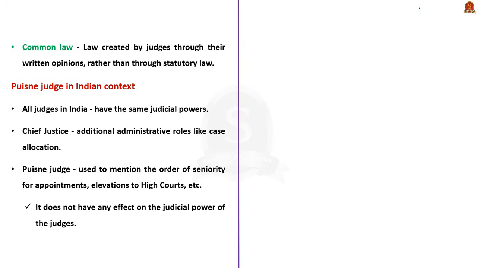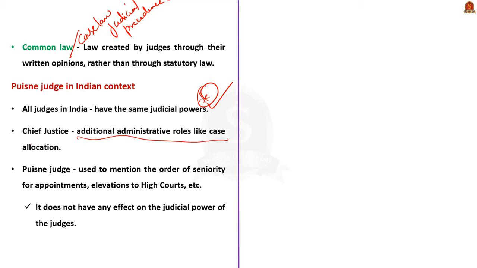Common law is used interchangeably with case laws and it is based on judicial precedent. The United Kingdom and the Commonwealth countries including India are common law countries. Remember, in the UK, Pusni judges are judges other than those holding distinct titles. But in India, all judges have the same judicial powers. Being the senior most judge of a court, the Chief Justice has an additional administrative role. So in India, there is reference to a Pusni judge only while considering the order of seniority for appointments, elevation to high courts and so on. But it does not have a bearing on the exercise of a judge's judicial power.